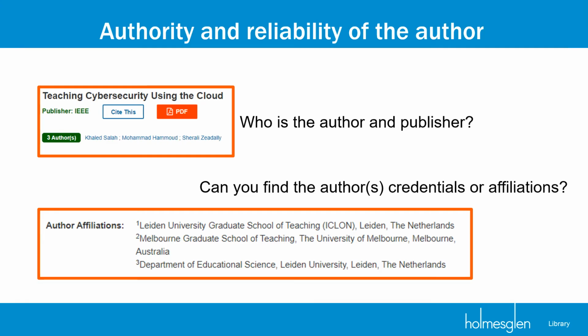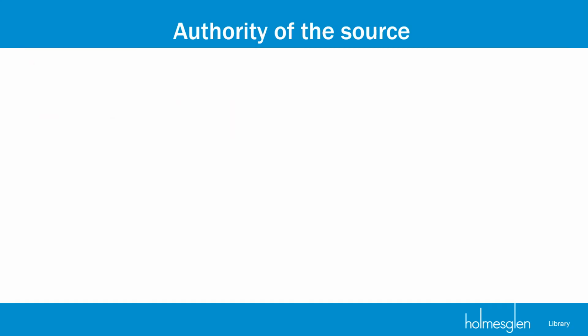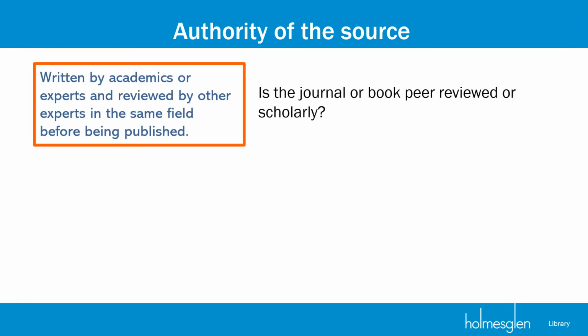You can use LinkedIn or even Google to try and find out more information about authors as well as organisations. You will also need to check the authority of the source. You can do this by checking if the journal or book is peer-reviewed or scholarly. Peer-reviewed means the work has been checked and reviewed by experts in the same field before being published. They are also considered authoritative sources.